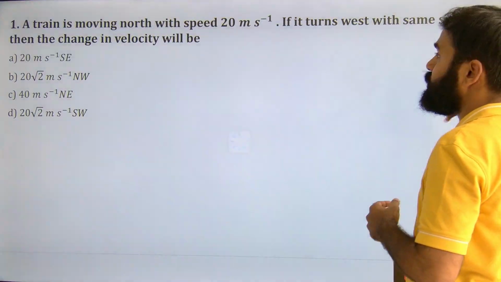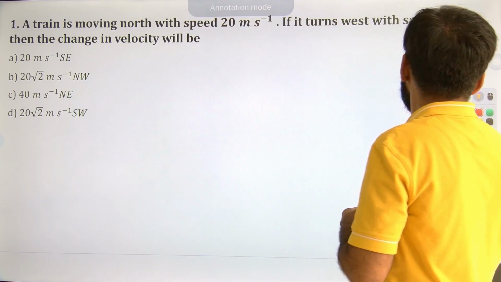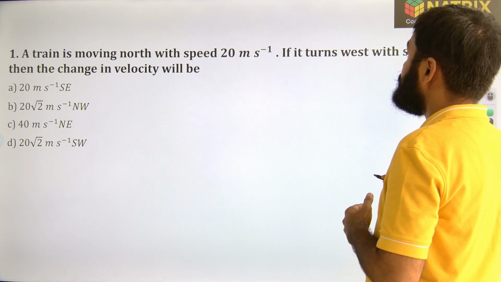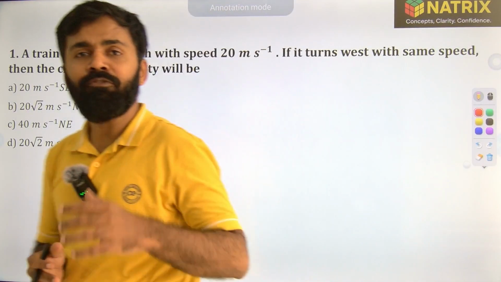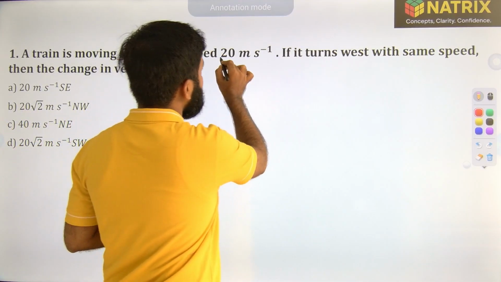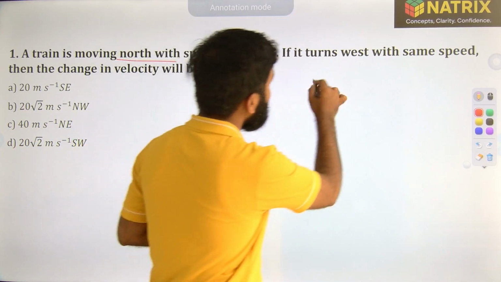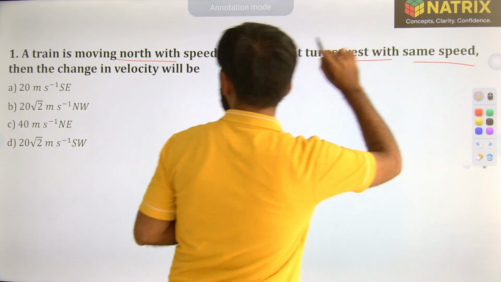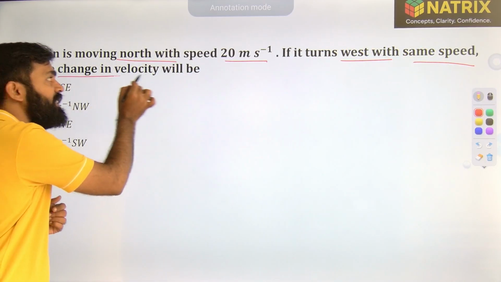See, look at the first question. A train is moving north with a speed of 20 meters per second and it turns west with the same speed. Then the change in velocity they are asking.